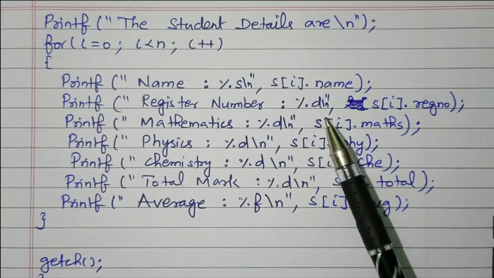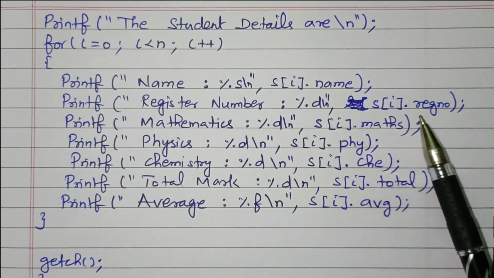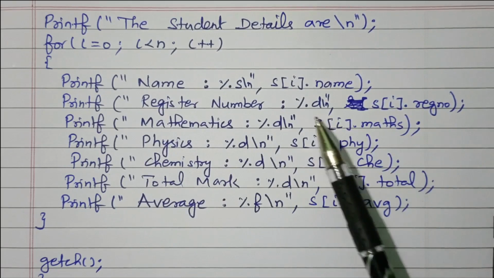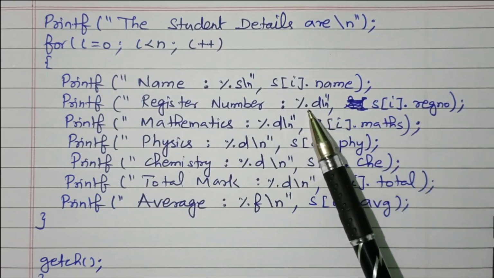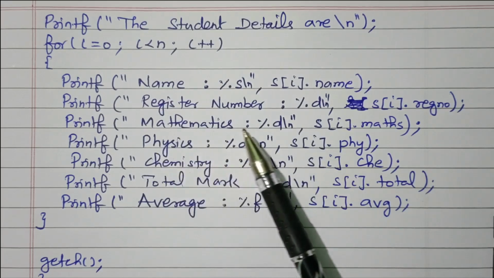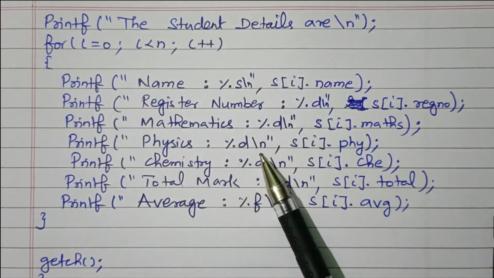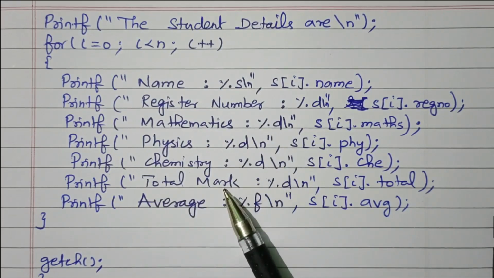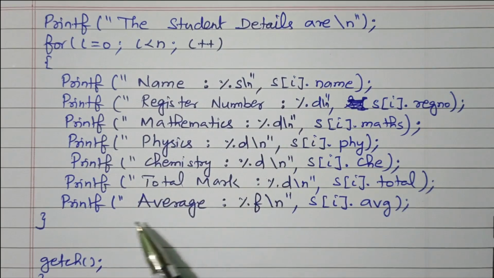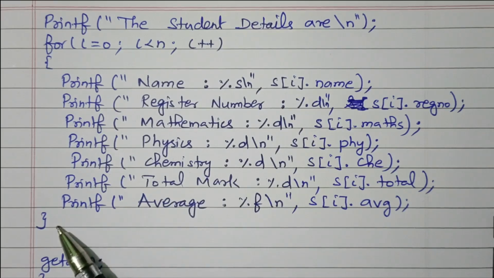Then \n means it will go to the next line. s[i].register number, so at this place s[0].register number, the first student's register number will be printed here. Similarly mathematics, physics, chemistry, these 3 marks are also printed. Then the total mark we already calculated will be printed. Then average. Then close the brace.